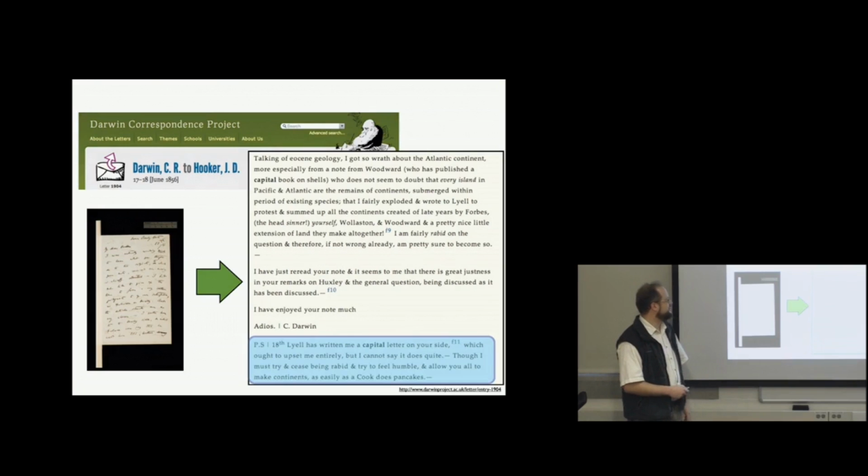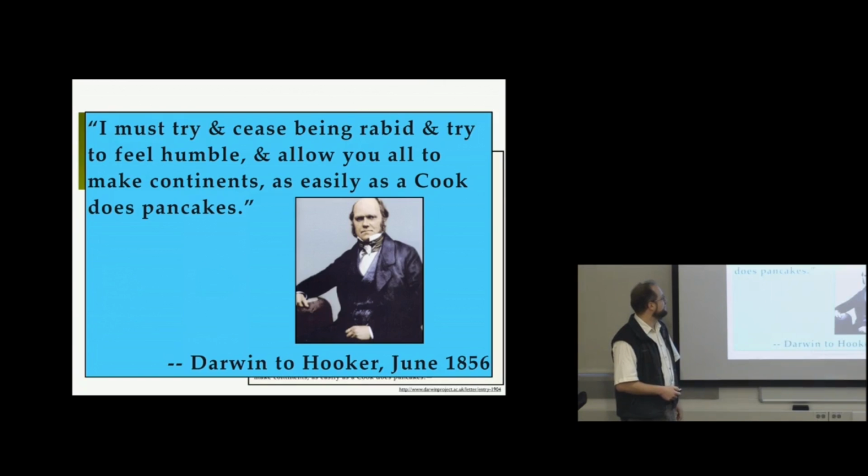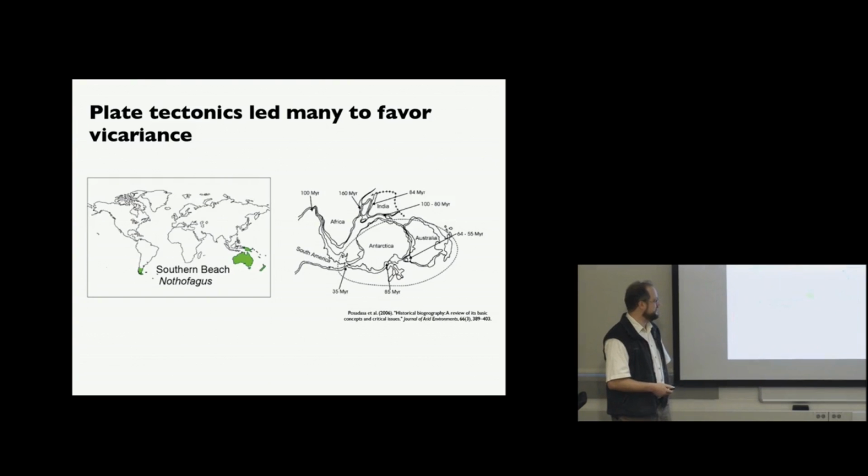Here Darwin is actually ranting and raving to his friend Hooker. He says, "I must try and cease being rabid and try to feel humble and allow you to make continents as easily as a cook makes pancakes." Hooker was proposing land bridges, and Darwin's point is that at some point this becomes an unparsimonious explanation if you're just going to tweak geology endlessly to make it fit your distributions. So Darwin was kind of a dispersalist, and his friend Hooker was kind of a vicariance person. And this debate has continued since then.